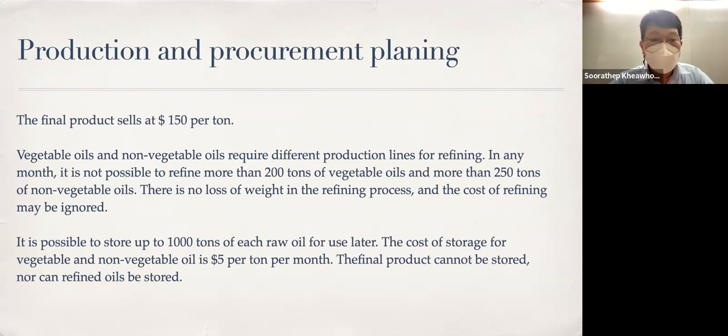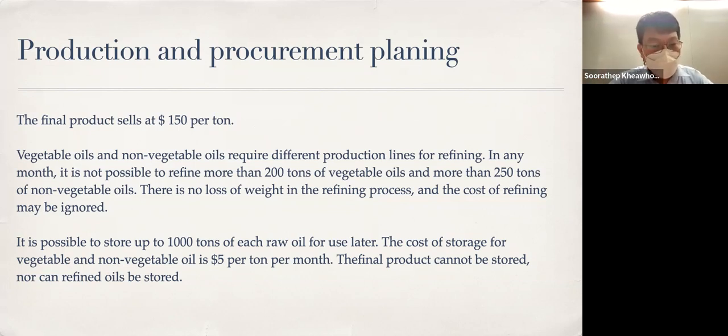So vegetable oil and non-vegetable oils require different production lines for refining. Because you have to buy raw oils, right? You have vegetable oil 1, 2, oil 1, 2, 3. Once you buy it, you have to process it. You cannot just mix it first and process. You have to refine it separately before you mix it finally.